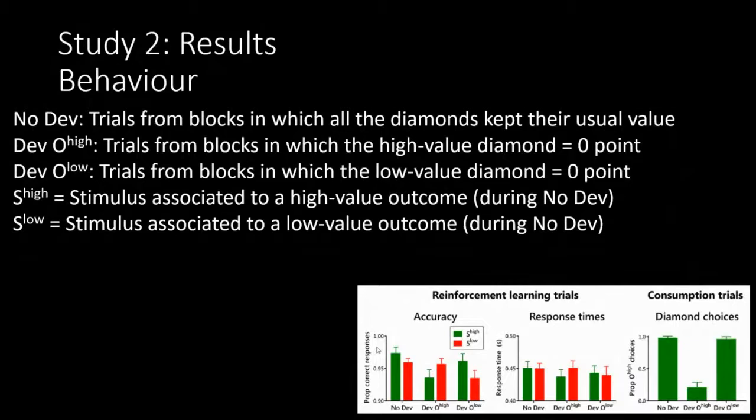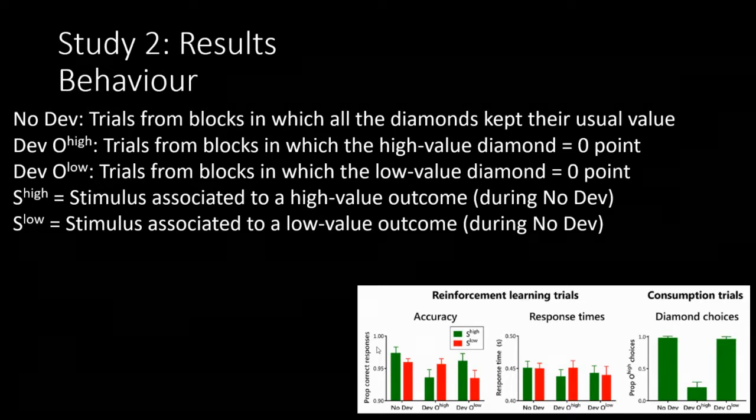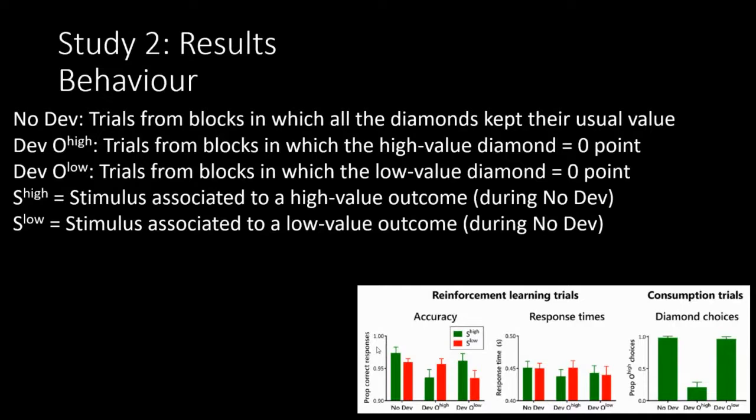So it's a bit complicated. We have three different blocks: the no devaluation blocks, in which all the diamonds have the usual value; the devaluation of the high value outcome, in which the high value outcome was devalued; and the devaluation of the low value outcome, in which the low value outcome was devalued. And in all these three blocks, we have all the time two stimuli, although only one was present in every trial: the stimulus high, which is predictive of the high value outcome, or the stimulus low.